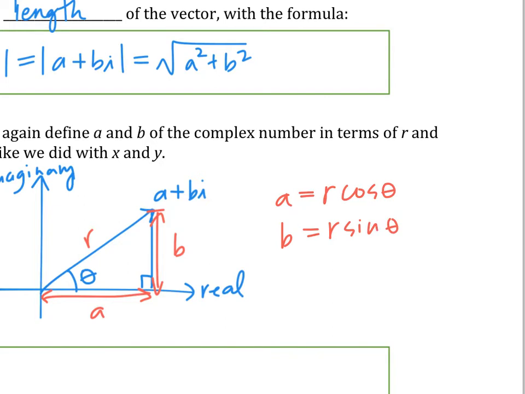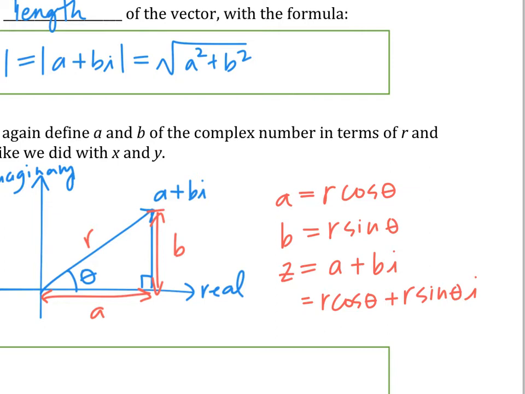Okay, now, because Z is the complex number, and a complex number is A plus BI, we're going to put the R cosine theta in A and R sine theta in B. So this is going to be R cosine theta plus R sine theta I. So what I'm doing is taking a complex number that has A and BI, and breaking it down to radius and angle.